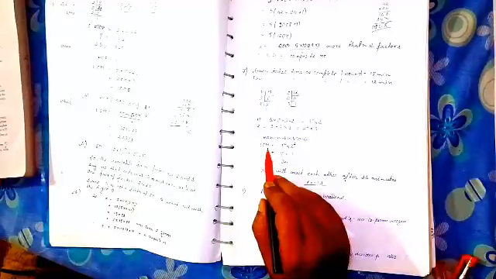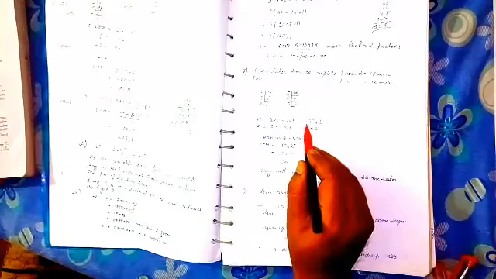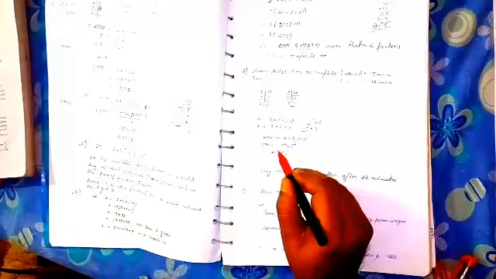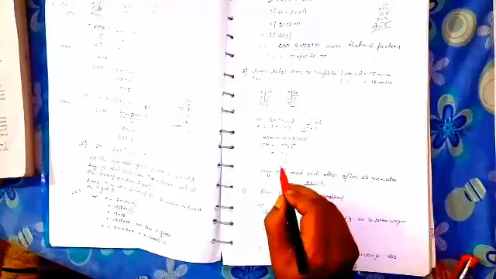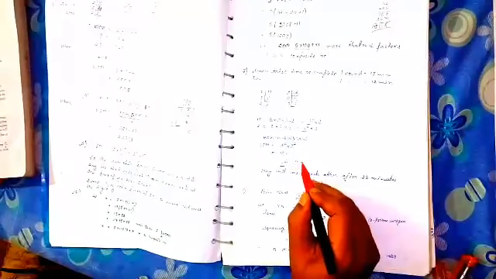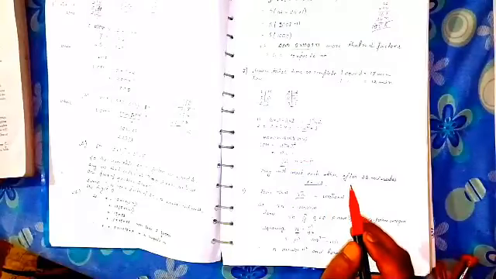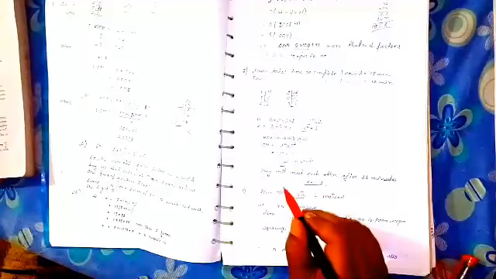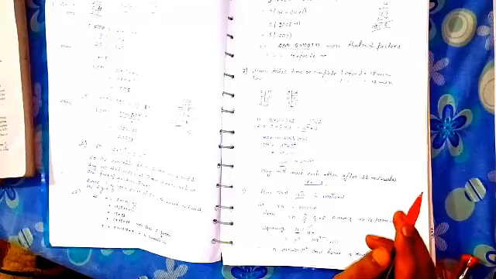Now LCM is equal to, we need to take the highest power. The factors are 3 and 2. Here highest power of 3 is 3 to the power 2. Here 2 to the power 2. So 3 to the power 2 into 2 to the power 2, that is 9 into 4, 36. So 36 minutes. So after 36 minutes, they will meet each other.